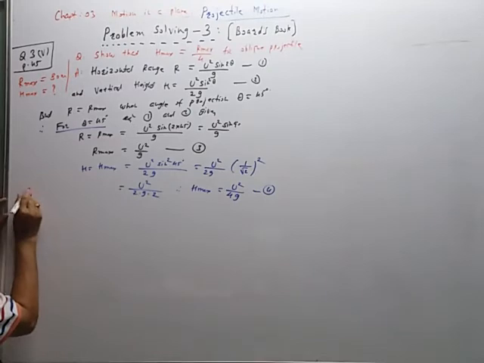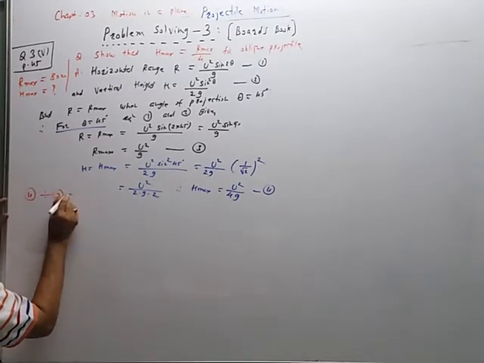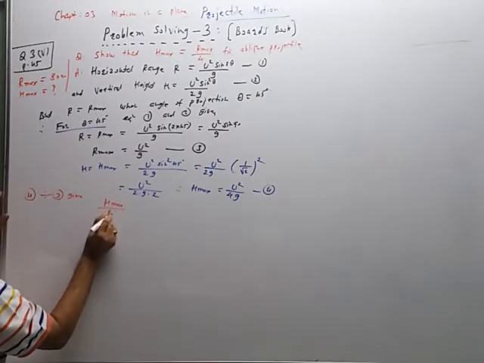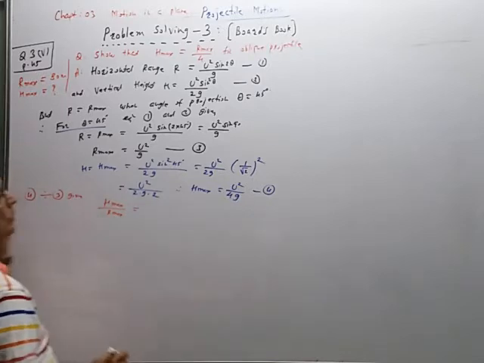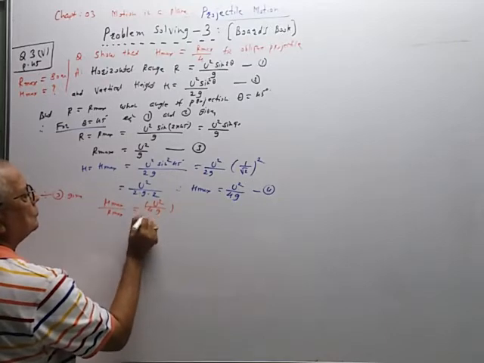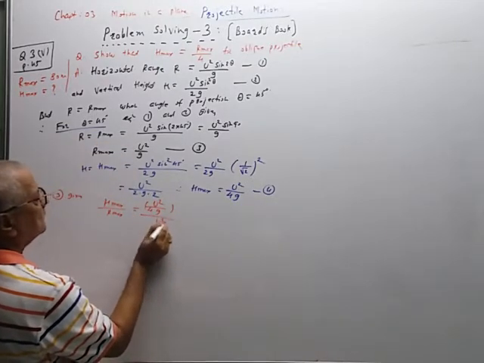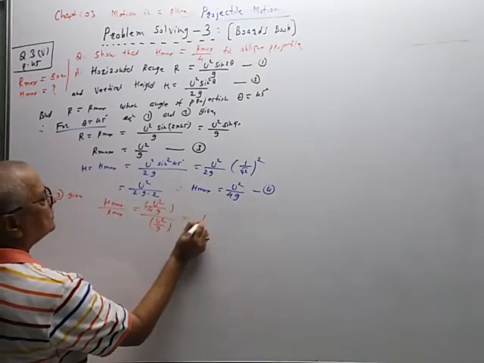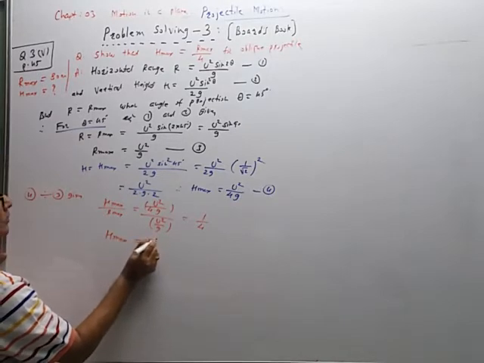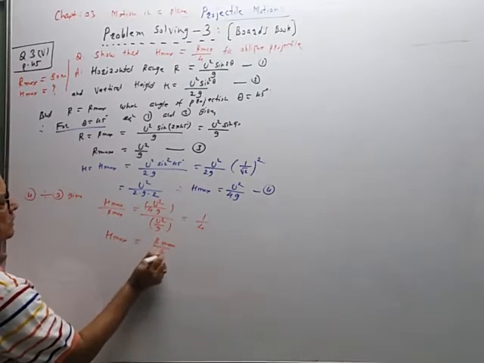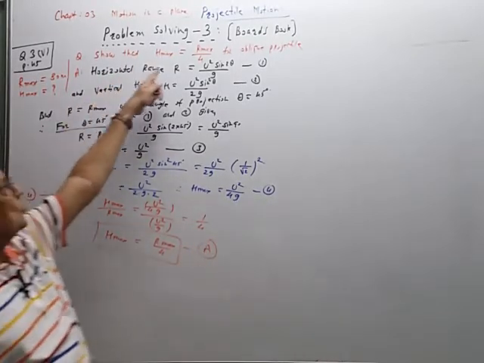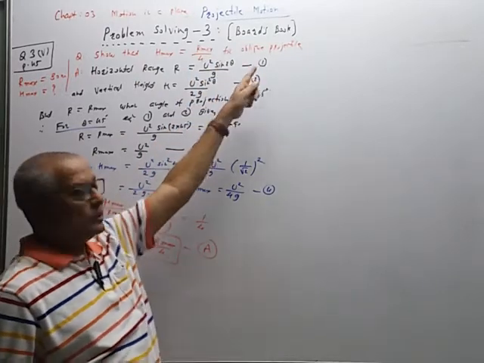So we have to find the relation between h max and r max. So 4 by 3 gives h max upon r max is equal to u square upon 4g divided by u square upon g. So u square cancels, g cancels, so this is equal to 1 by 4, and therefore h max is equal to r max by 4. This is equation capital A. Show that h max is equal to r max by 4 for oblique projection, so we have proved this.